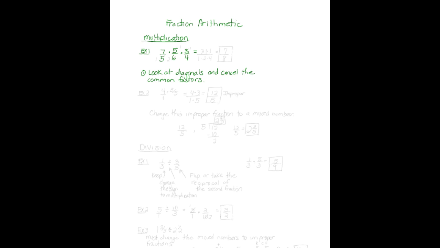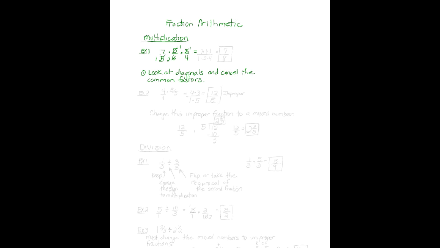So looking here at 5 and 5, they both share a 5. 5 divided by 5 is 1. 5 divided by 5 is 1. Let's look at the other diagonals. 7 and 6, they do not share any factors. 6 and 3 do. 3 divided by 3 is 1. 6 divided by 3 is 2. 4 and 7 do not share any factors.